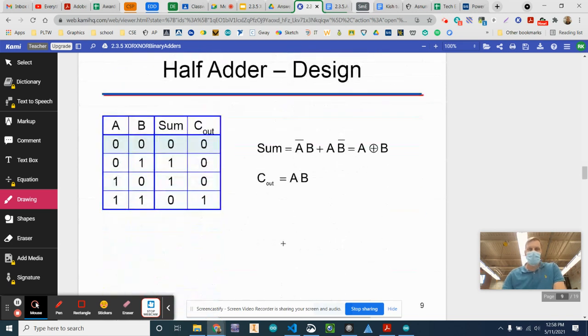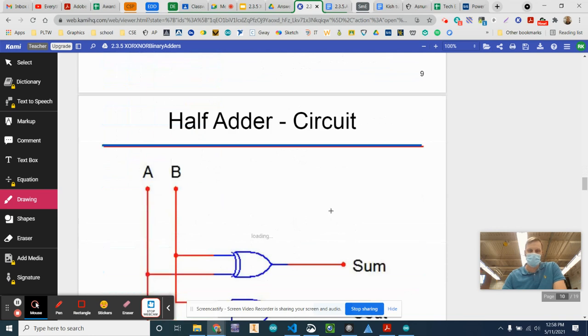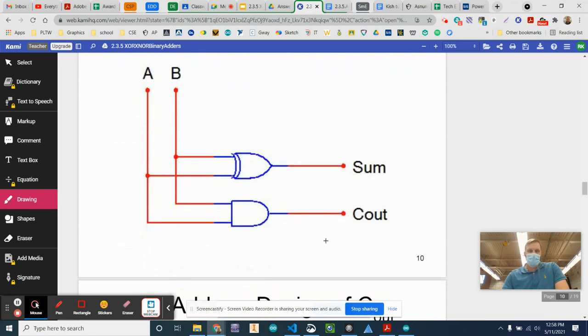All right, this is some more specific information about how it functions. I don't think that's anything we need to worry about in particular. This is what the logic would look like for the half adder. So we have the exclusive OR gate and we have an AND gate. This makes sense, right?